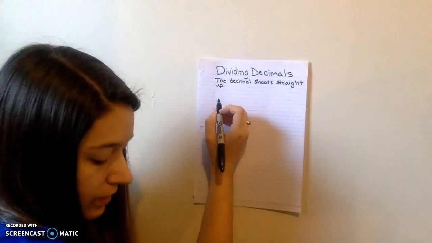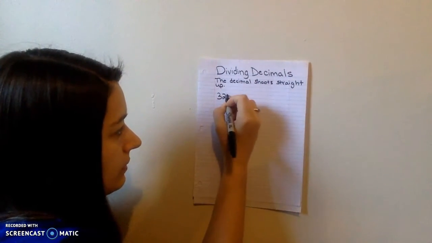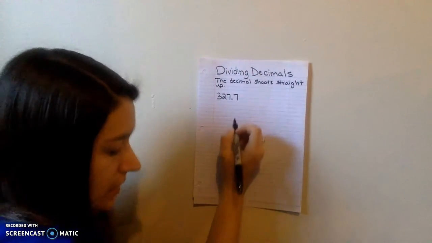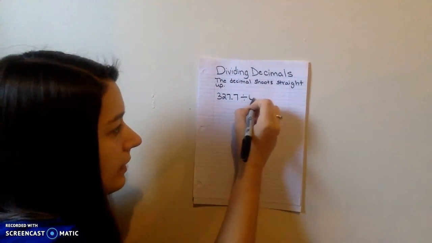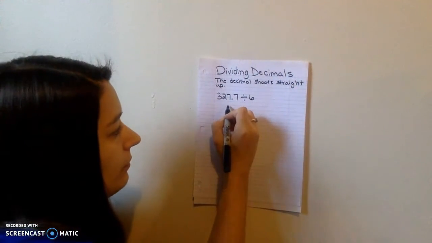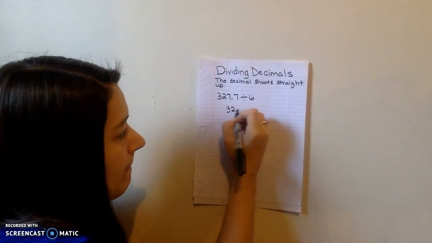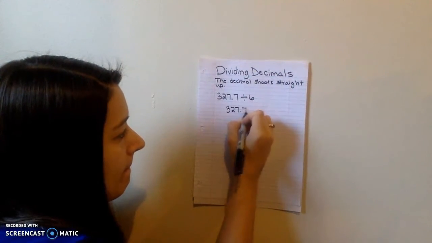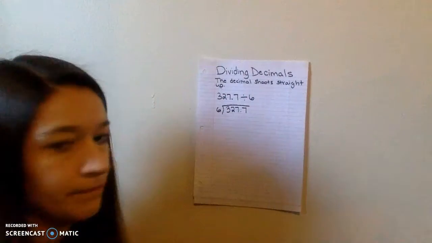So the first one we're going to do is 327 and 7/10 divided by 6. So when we write that as a division problem, it will look like this.